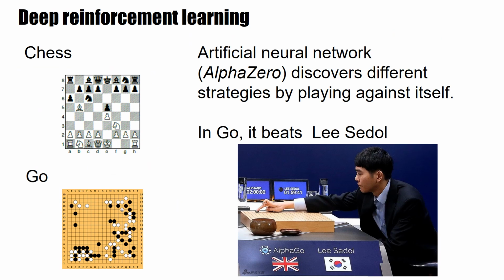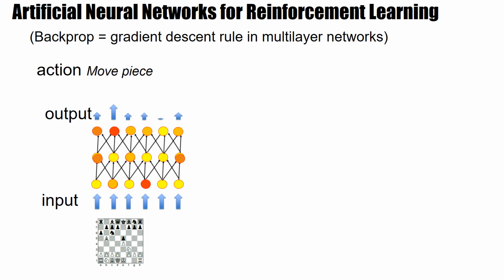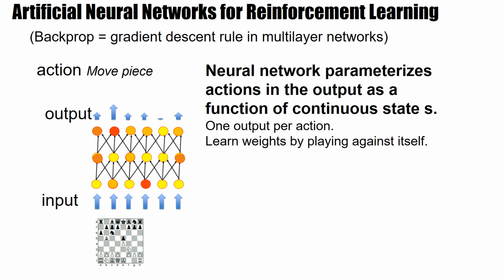One of the most exciting developments during the last 10 or 15 years has been the success of reinforcement learning in games such as chess or Go. In these games, the output, the action, such as moving a piece, is represented as a neural network which takes in a representation of the input, and the neural network has parameters, and these parameters determine which actions are most likely to be taken for a given input. One output per action, and the weights, the parameters of the neural network, are optimized by playing against itself.